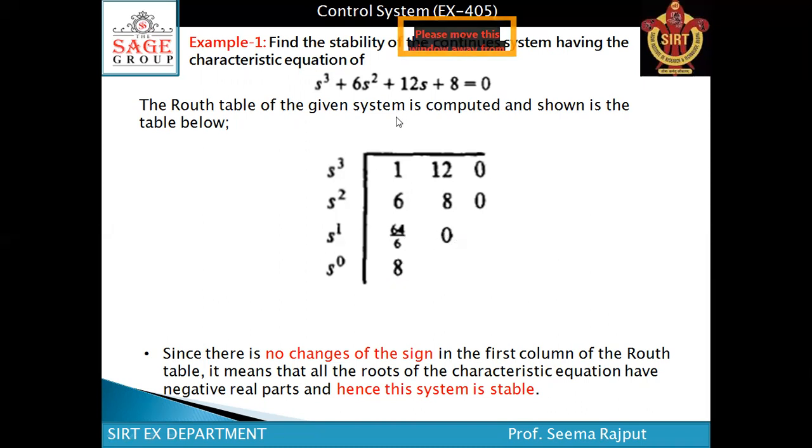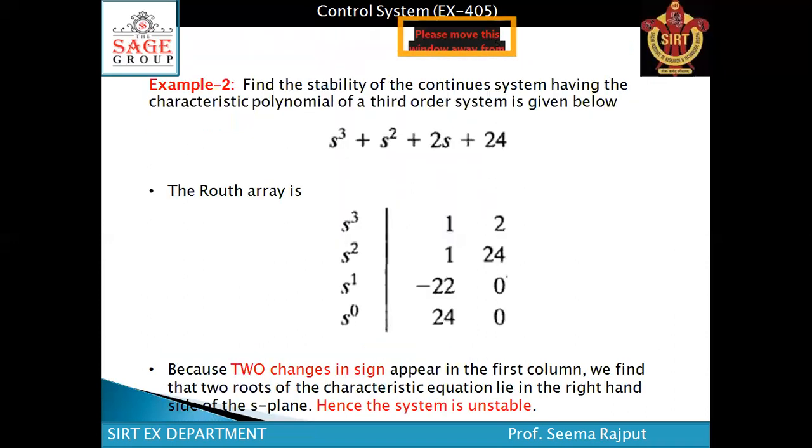So since there is no change of sign in the first column of the Routh table, it means that all the roots of the characteristic equation have negative real parts. Hence the system is stable. Got it? And next one is example 2.